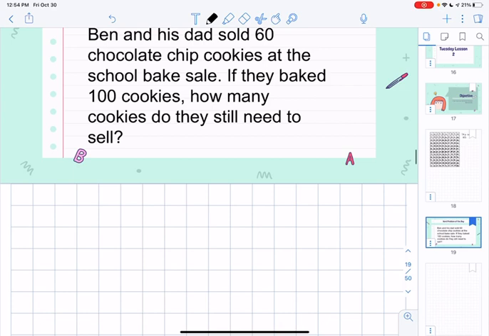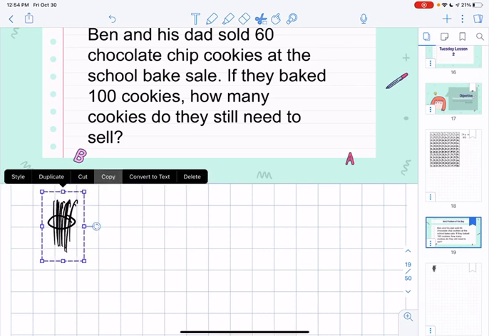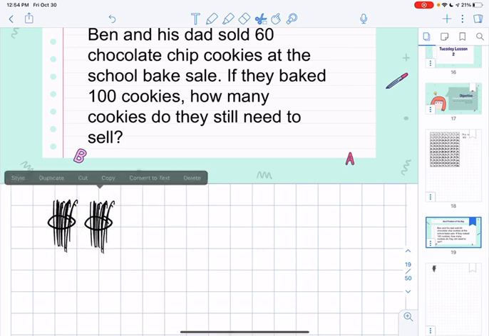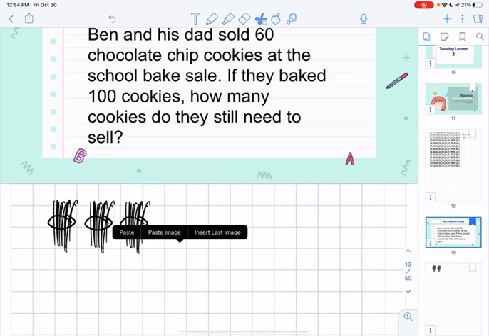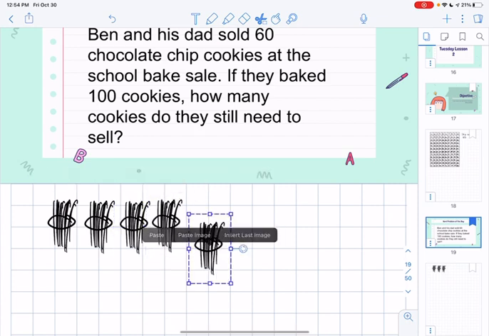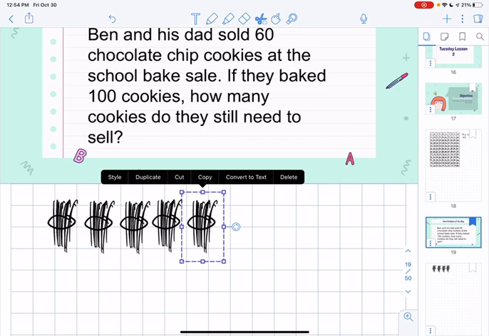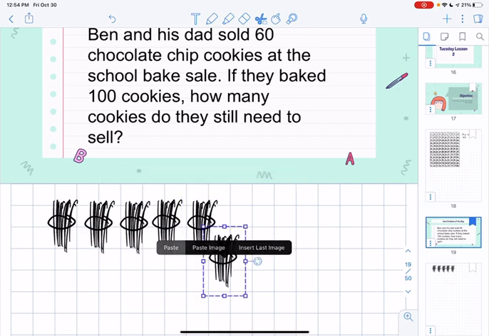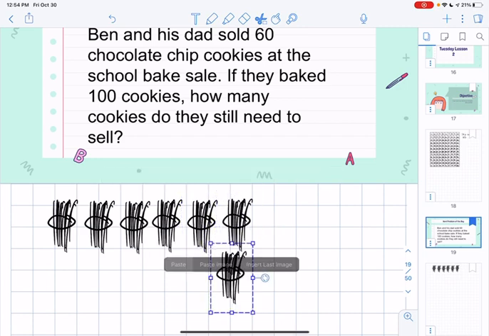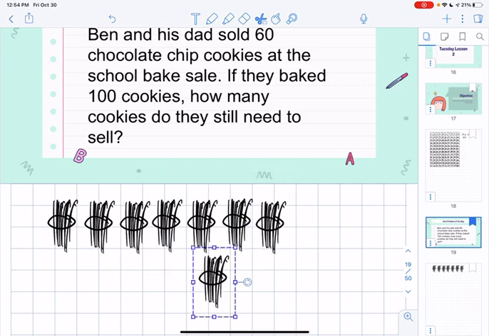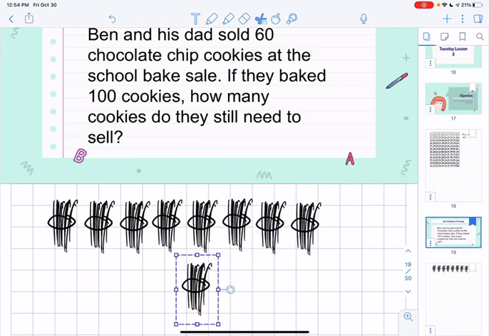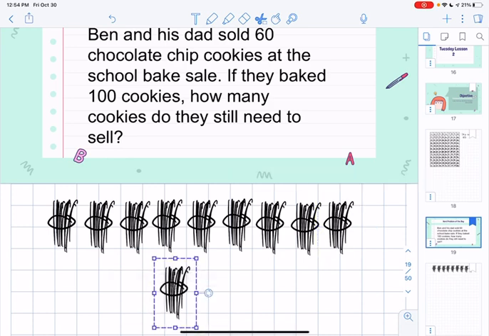So number 1 is I would bundle the cookies up into tens. So we're going to bundle up these cookies. So I have 10 cookies, 20 cookies, 30 cookies, 40 cookies, 50 cookies, 60 cookies, 70 cookies, 80 cookies, 90 cookies, 100 cookies.